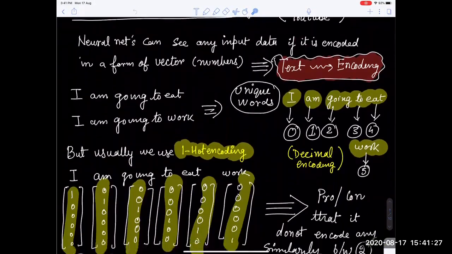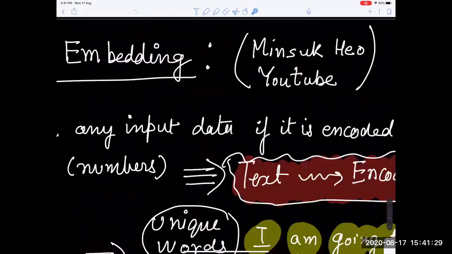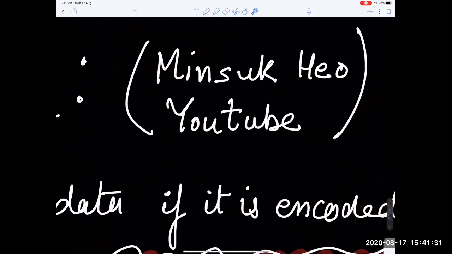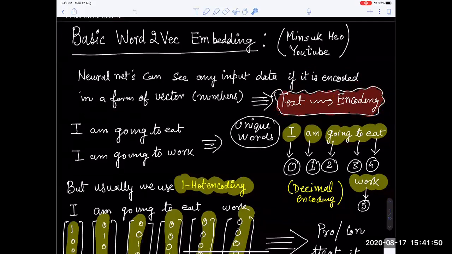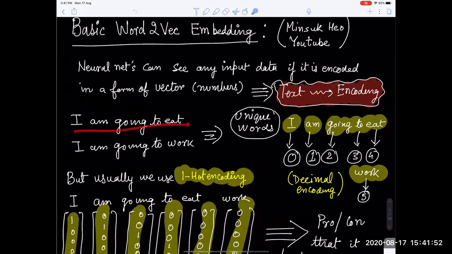So word2vec embedding, and again, I am taking these from a YouTube lecture by Mensuk Hyo. Neural networks can only see the input data when it is encoded in the form of vectors. You have got a text, whatever; if you want to show it to a network, it has to be encoded in such a way that my network can see it.